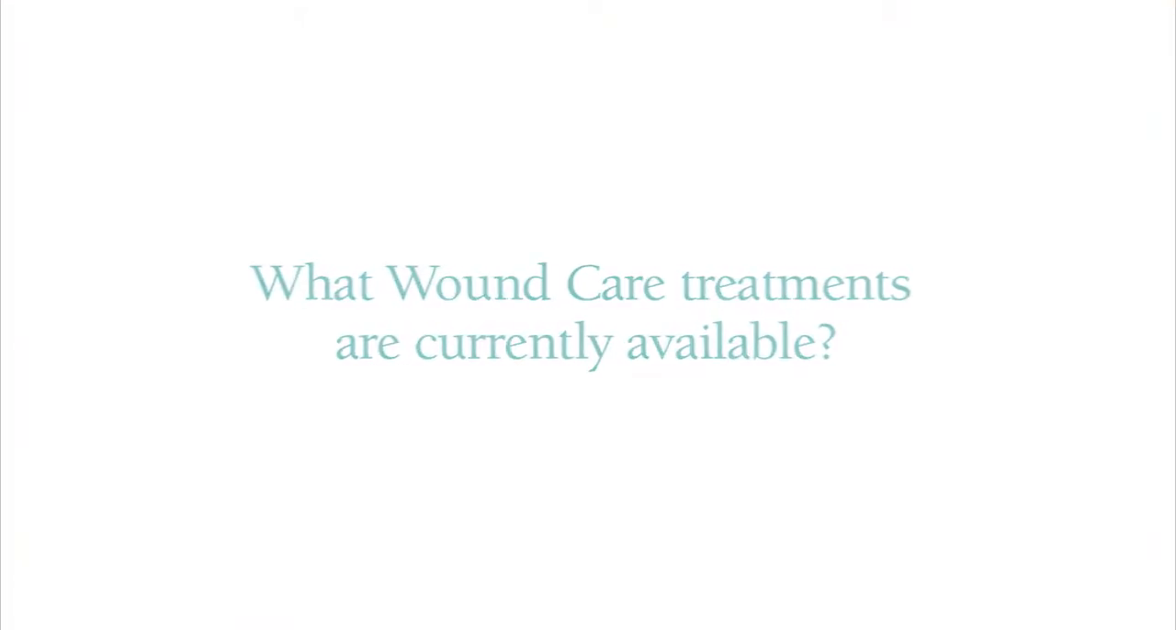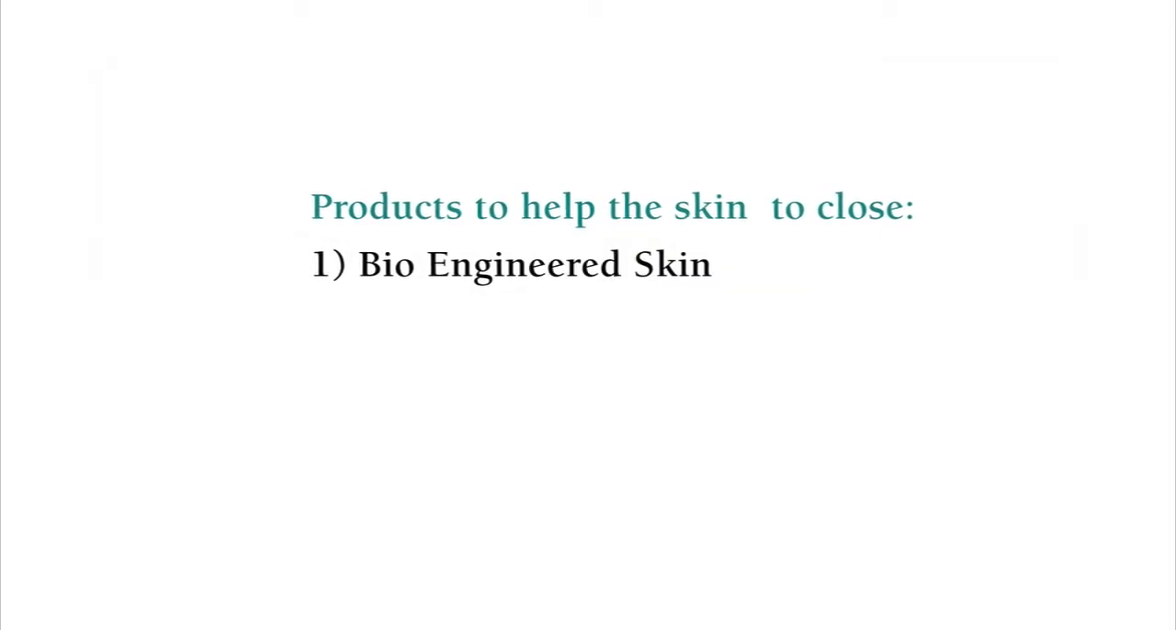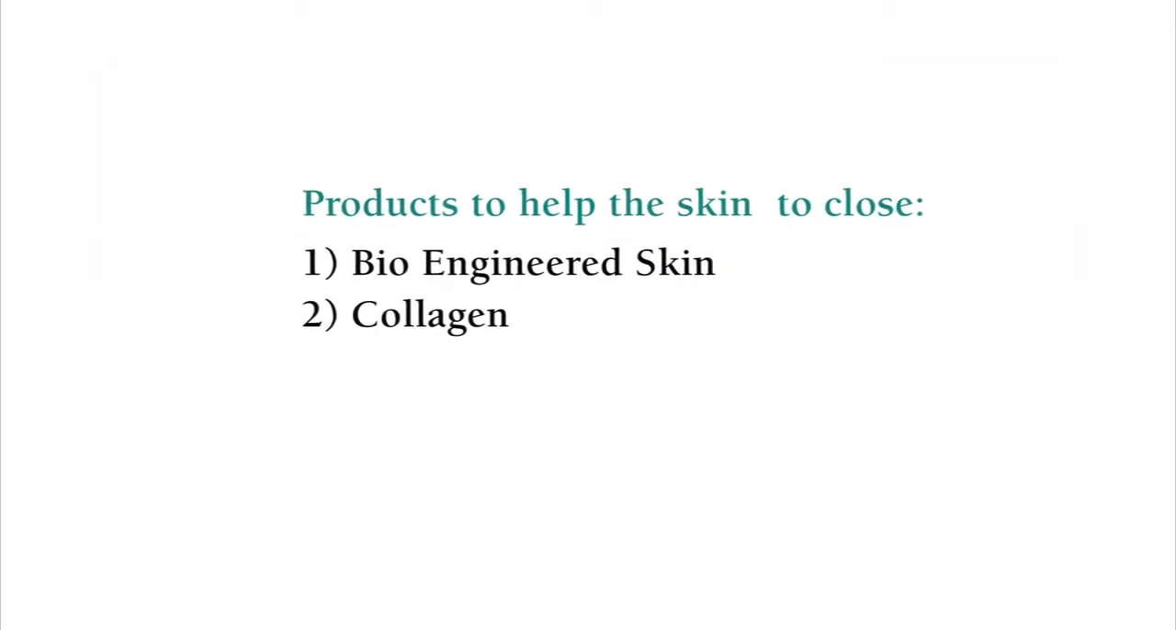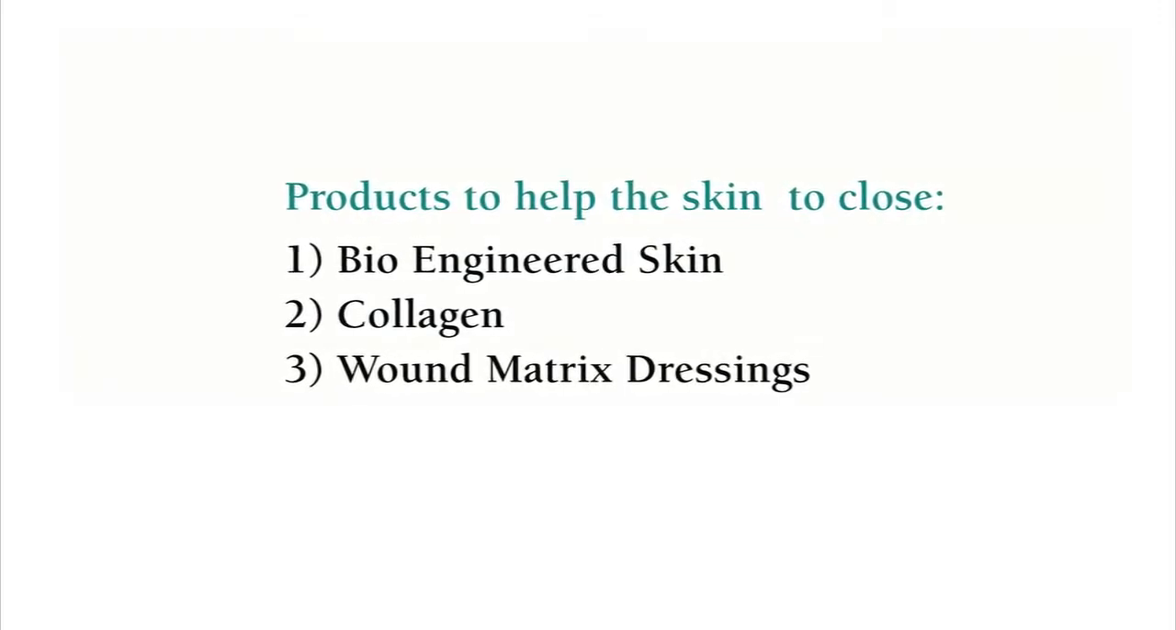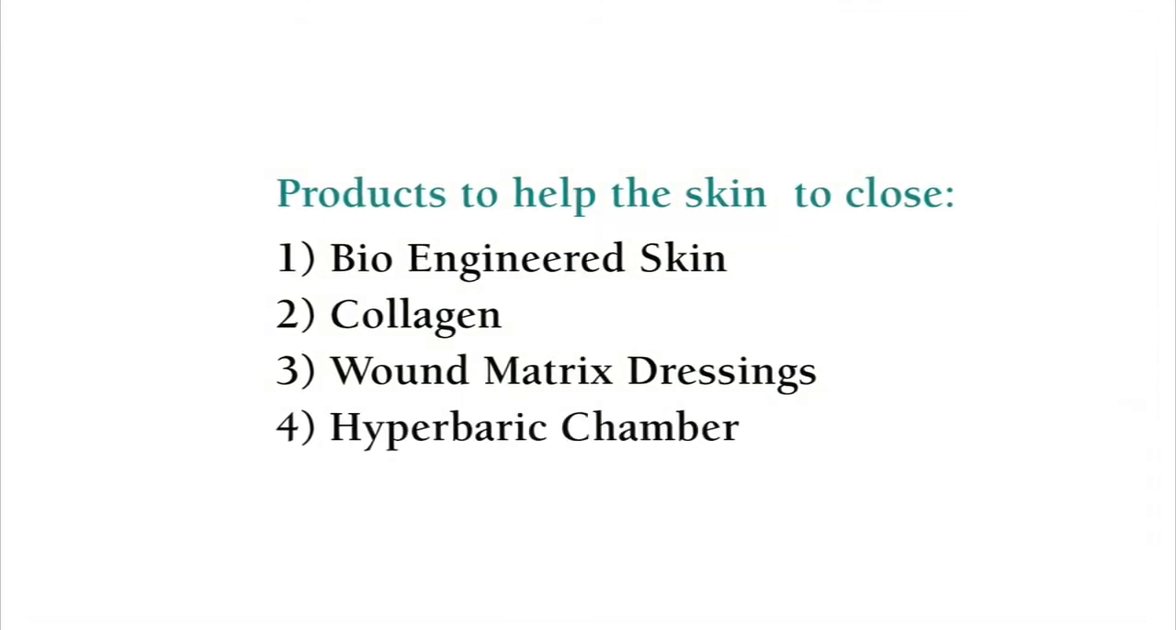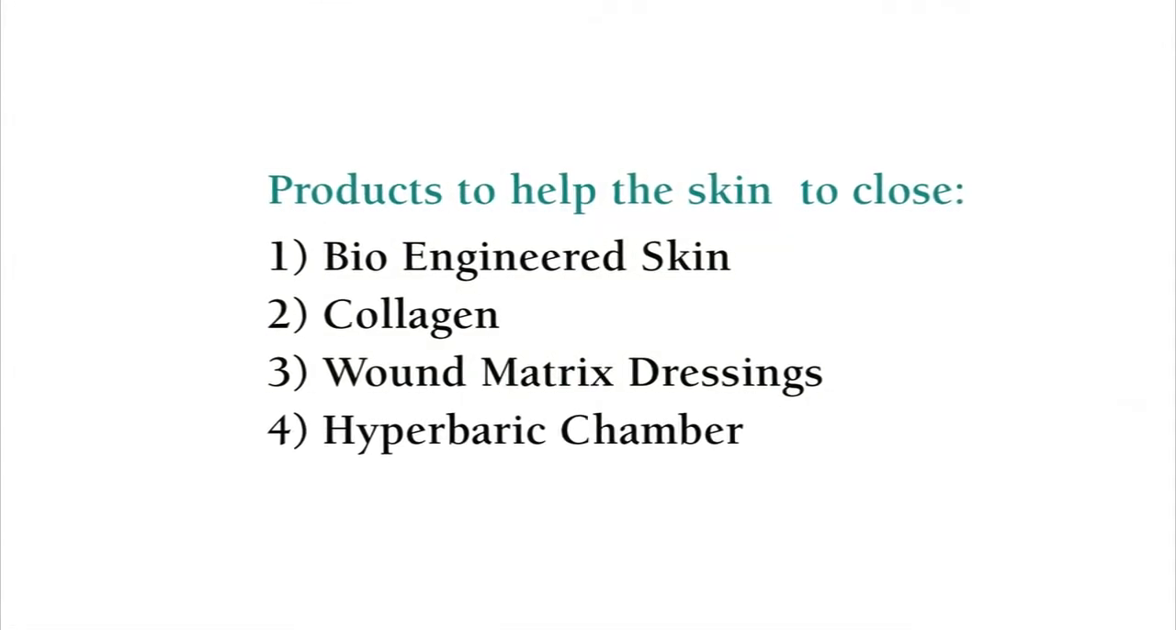Some of the things that we can offer include the usage of things like the wound vac, which is the negative pressure wound healing system. We also use products to help the skin to close, such as bioengineered skin, the usage of collagen, the usage of wound matrix dressings that cause the skin to migrate over top of a wound and close. Of course, we also do use the hyperbaric chamber. We find that we oftentimes have to debride wounds and do some minor surgical procedures on the wounds to get them to the point where they're in a healthy state where they can then move forward toward closure.